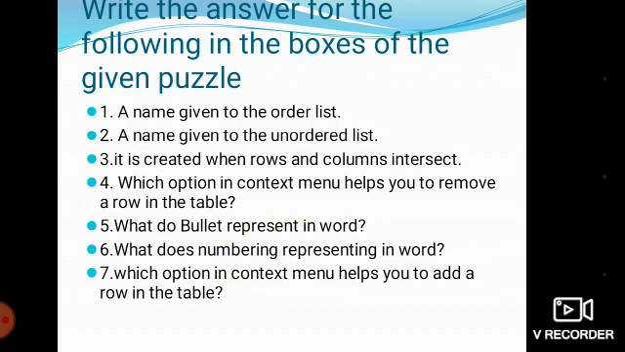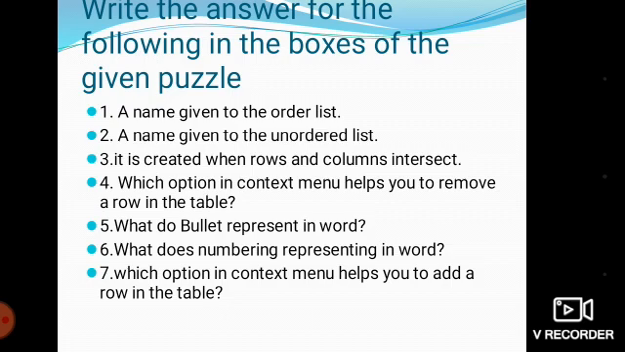Okay children. Next one is, do page number 13 in the workbook. First one, write the answer for the following in the box of the given puzzle. Okay, first question is, a name given to the ordered list. Anyone answer means? Raise your hands. Yes.